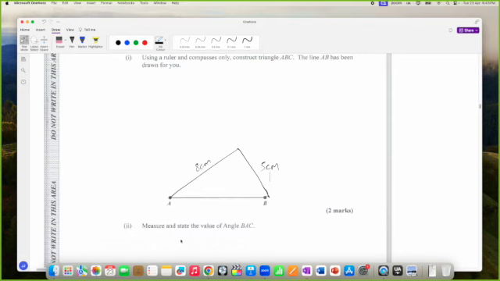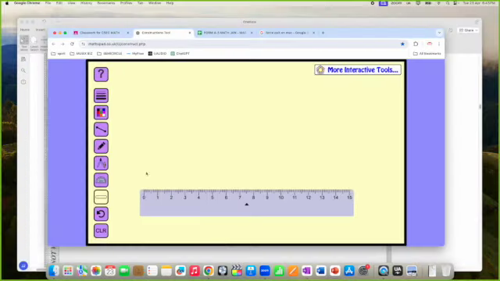So you see here, measure and state the value of BAC, which is this angle here. This question, I probably wouldn't be able to do this for you all. I'll show you how to do it from my triangle, but because I'm not actually using this line, I had to go and draw my own line, which means I wouldn't get the same angle that you would get. So I'll just show you how to do the construction, and then you tell me what angle you got.